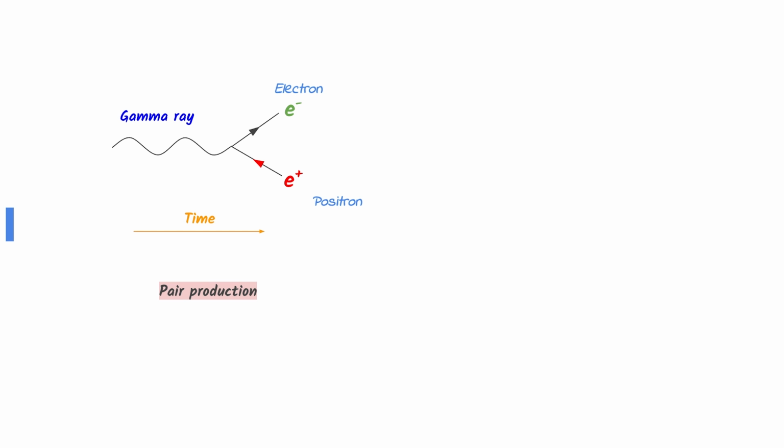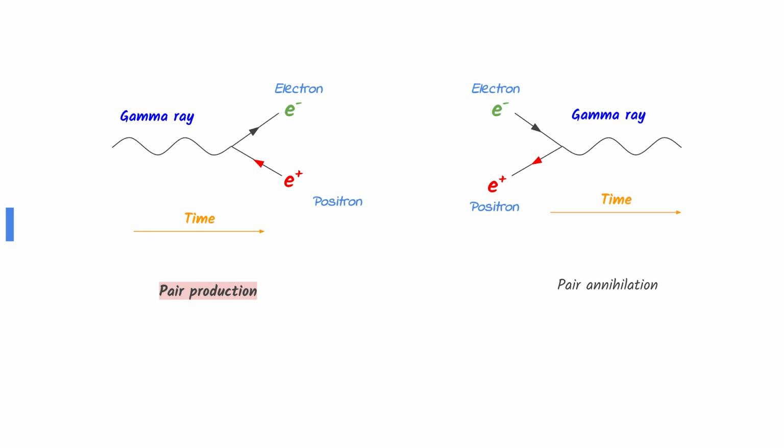The process where a gamma ray splits into an electron and a positron is known as pair production. Here is a Feynman diagram of this process. Note that the opposite where the electron and positron met to become gamma ray is also possible, and this is known as pair annihilation.